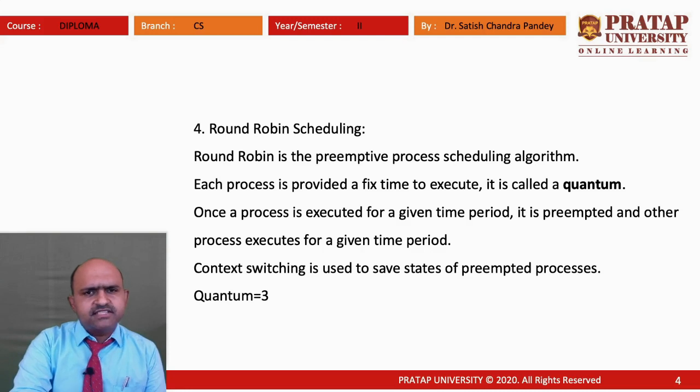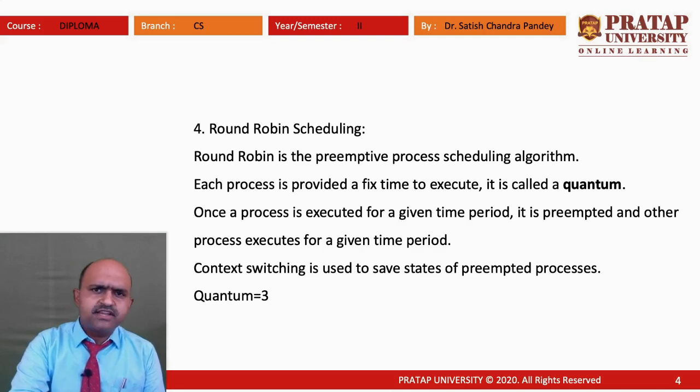Now we will discuss round robin scheduling. This is another scheduling algorithm. Round robin scheduling is a preemptive process scheduling algorithm. Each process is provided a fixed time to execute. It is called quantum.